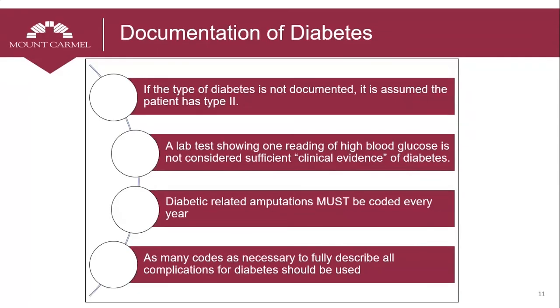Listed are 4 important things to consider when documenting diabetes in a patient's medical record. It is best practice to state the type of diabetes in the medical record when known. If the type is unknown or is not documented within the record, the diabetes should be coded as type 2. A lab test showing one reading of an elevated blood glucose is not considered sufficient evidence of diabetes. The patient requires at least 2 or more elevated blood glucose readings to consider diabetes as a diagnosis.